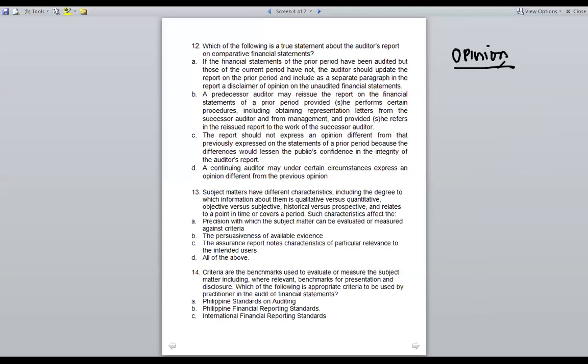that opinion, meron kang unmodified opinion, okay? And then meron kang modified. So yung modified, nandyan yung sinasabi nating qualification, okay, opinion. Nandyan yung adverse, and then nandyan yung disclaimer. Okay? So qualified opinion when certain part, or let us say certain part of the financial statement did not satisfy you as an auditor.